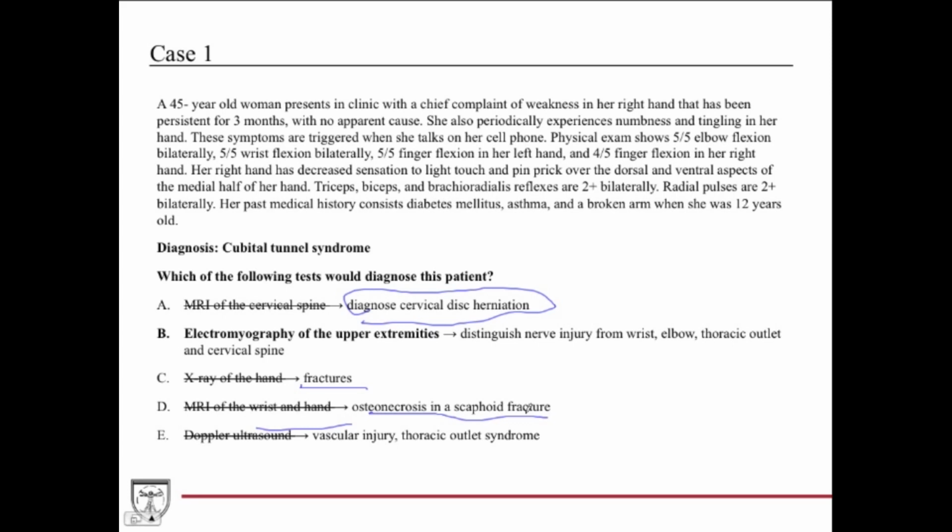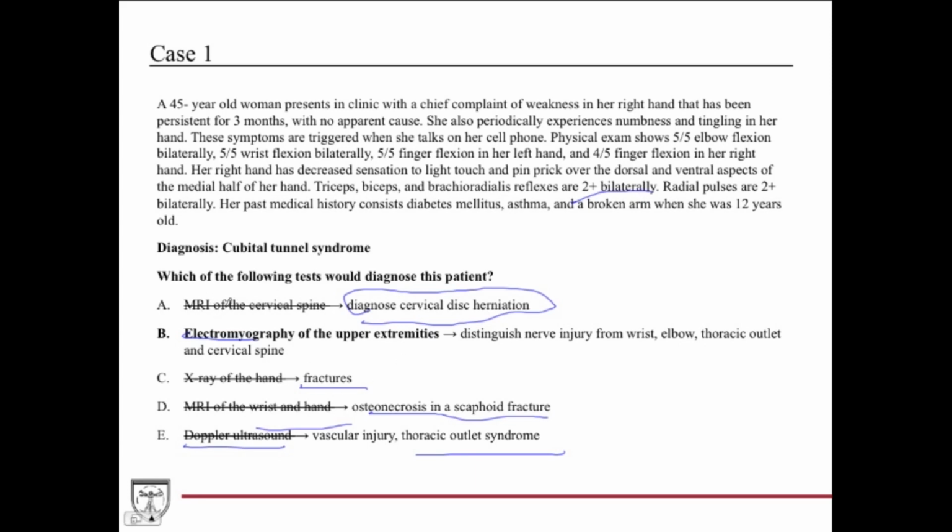You don't really ever do an MRI for carpal tunnel syndrome. That's more so a clinical diagnosis and then an EMG, like we'll talk about in a second. Doppler ultrasound, that's for vascular injury. Could be like thoracic outlet syndrome. You probably wouldn't do that considering they have normal pulses.